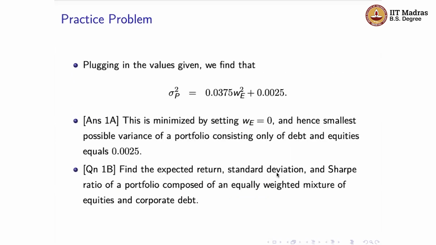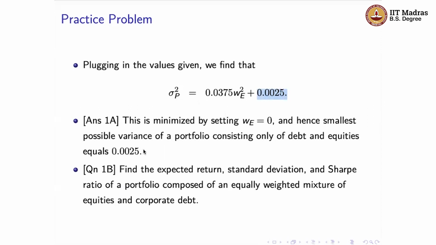Now that simplifies our problem a lot because now we don't have to actually do any complicated optimization exercise here, right? We can just observe that the lowest value of the sigma square P that we are going to get is going to happen when WE is equal to 0. And therefore, the smallest possible variance that we are going to get is just equal to 0.0025, right? So that's the one that we have.